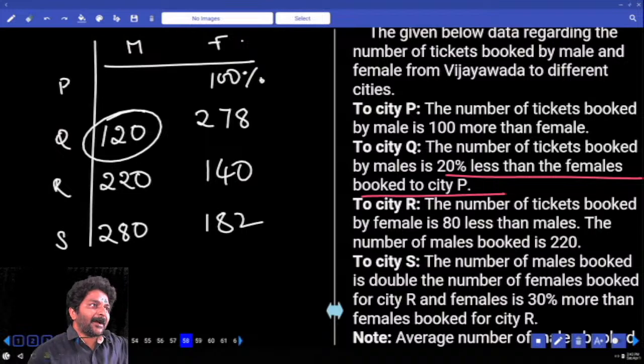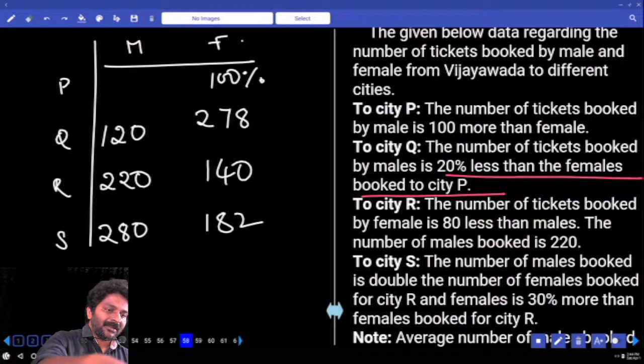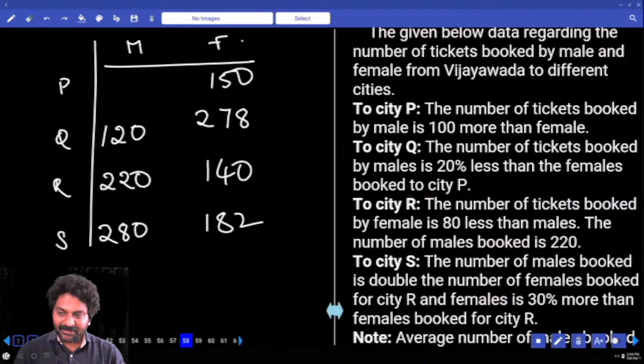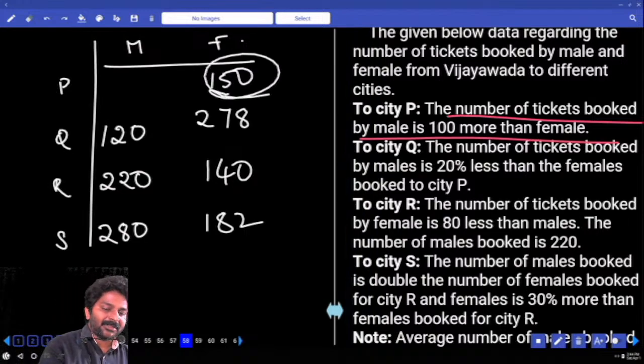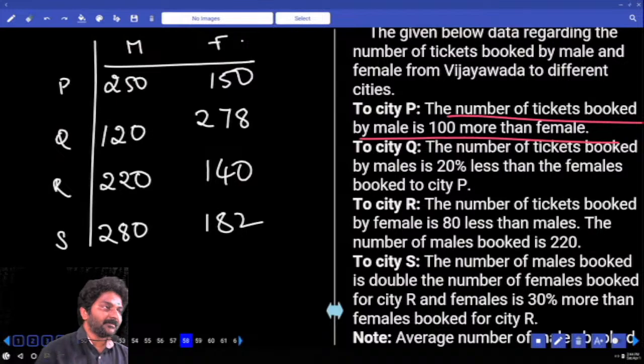80% is 120, right? 80 to 120 relation, adding half of that number. Yes, 100% in the sense again you need to add half of that number. What is half of 100? 50. Total 150 female are there. Number of tickets booked by male is 100 more than female. 100 more than female in the sense total 250.